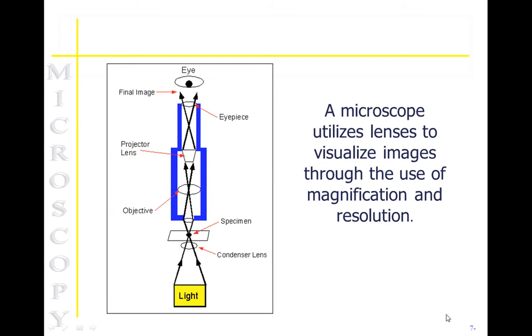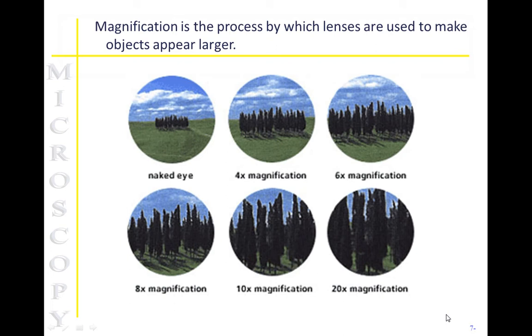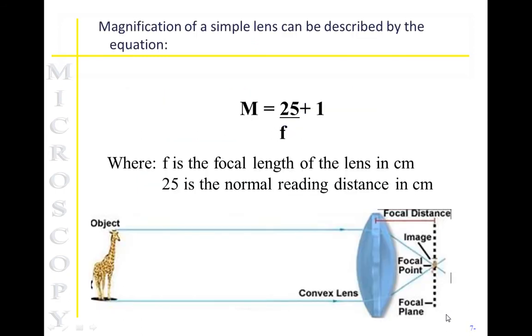The microscope itself uses a series of lenses to visualize the images through the use of magnification and resolution. So exactly what is magnification? This is the process by which lenses are used in combination to make objects appear larger. This occurs because of the refraction that is created from the lens. It produces a virtual image which makes the image appear larger. Magnification of a simple lens can be described by the following equation.